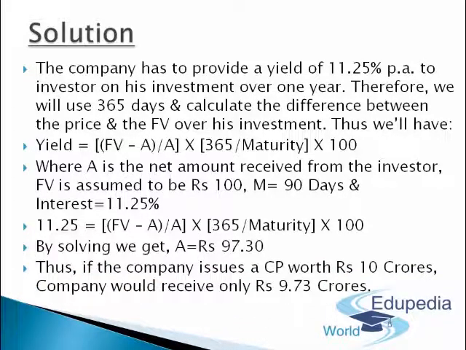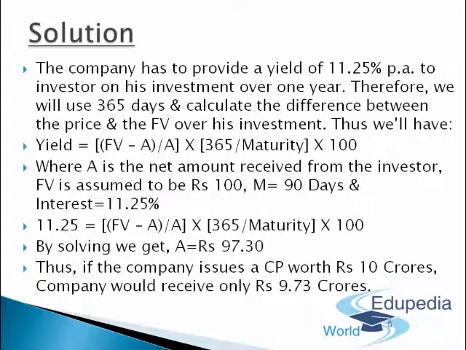Thus, if the company issues a commercial paper worth rupees 10 crores, the company would receive only 9.73 crores. So that's how this question actually works out. However, in reality the issuer has to pay for various other issuing and paying costs like stamp duty, brokerage and rating expenses, and hence he would have this net amount, net of these expenses. So that was the question which was asked in the CA final examination on the topic of commercial paper.